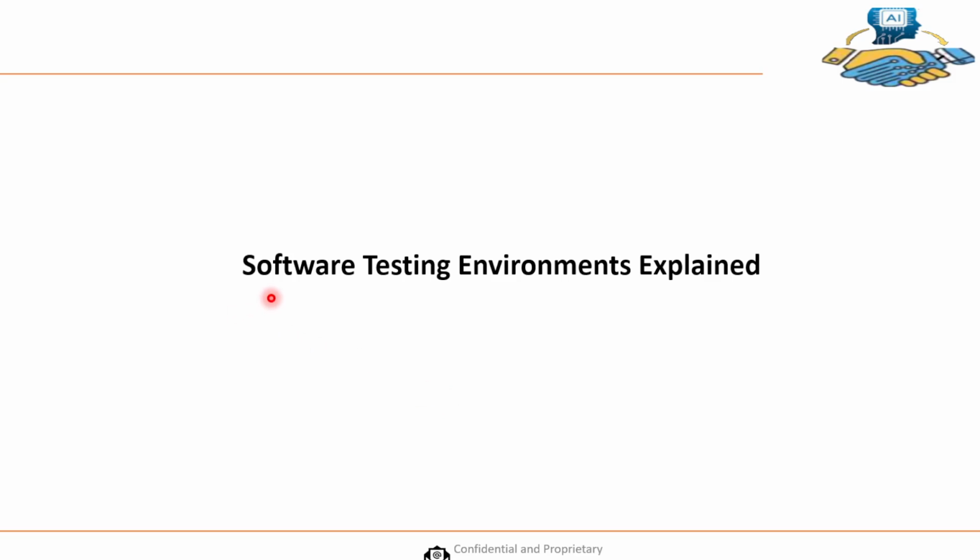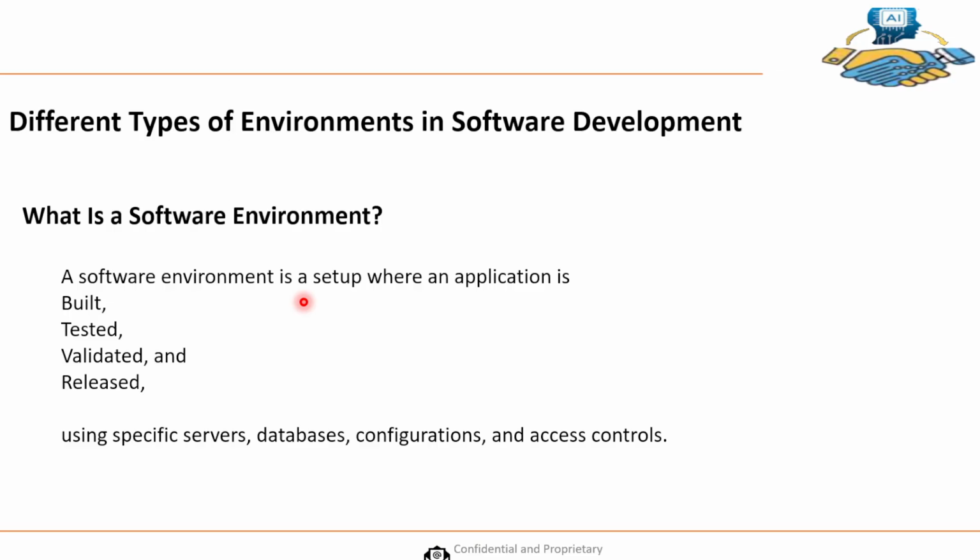In today's session, we will see what different environments are available when we are developing software. Before we start, first we'll understand what a software environment is. A software environment is a setup where our application is built, tested, validated, and released using specific servers, databases, configuration, and access controls. We'll see one by one what the different types of environments are.